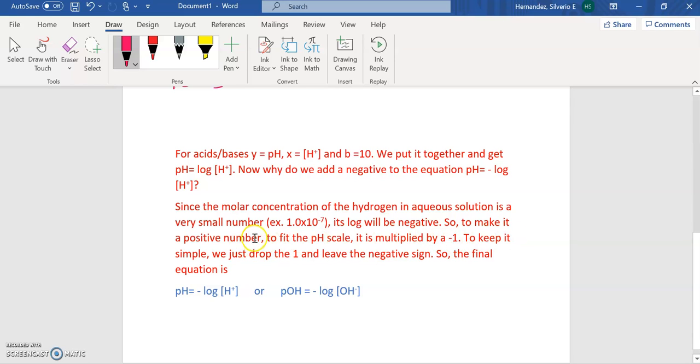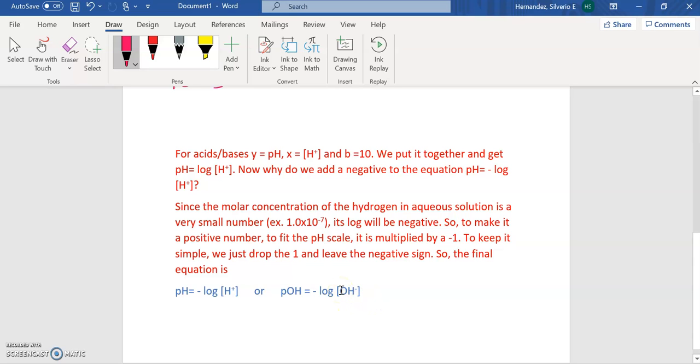So to make it a positive number, because we have to have it a positive number so we can compare that to the pH scale, all those numbers on the pH scale are positive numbers for us. To make it a positive number so that it can fit that pH scale, it's multiplied by a negative 1. So to keep the equation simple, we just drop the 1 and we leave the negative sign. So the final equation is pH is equal to the negative log of the hydrogen ion concentration, or pOH is equal to the negative log of the hydroxide concentration.